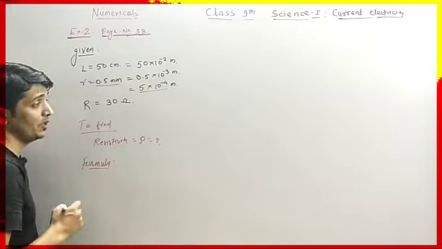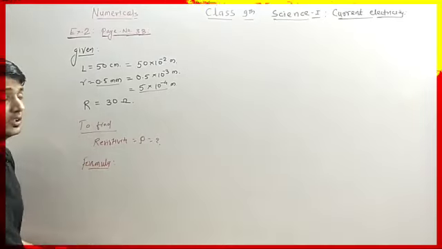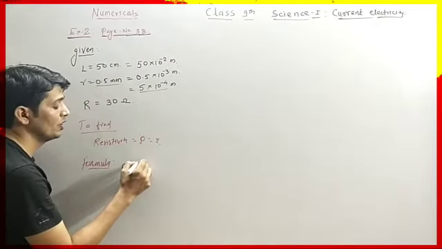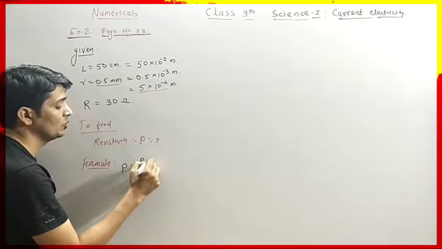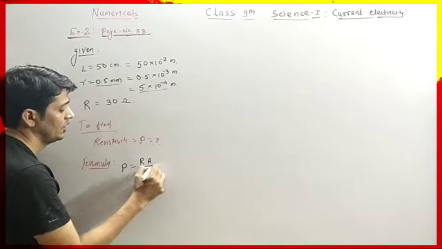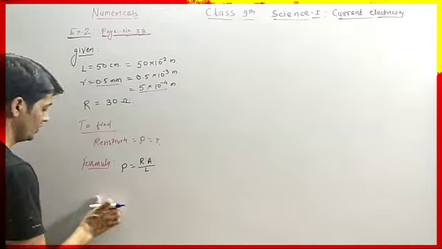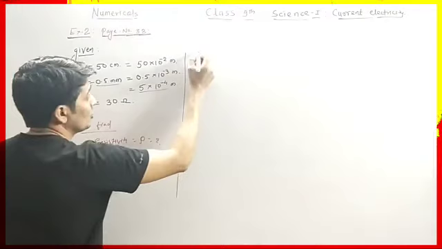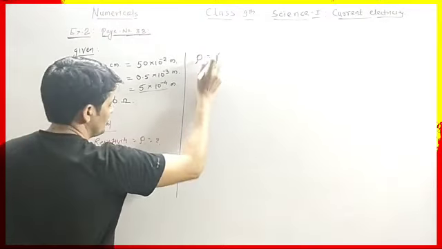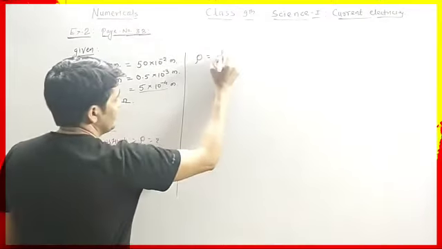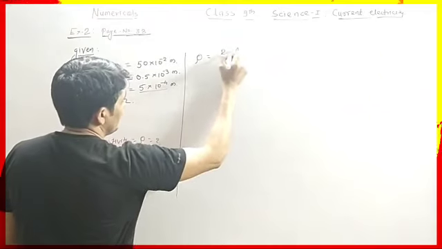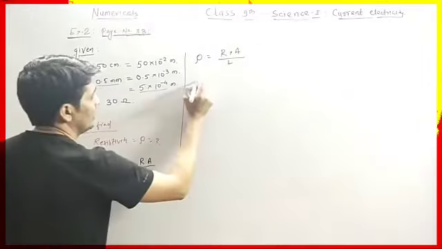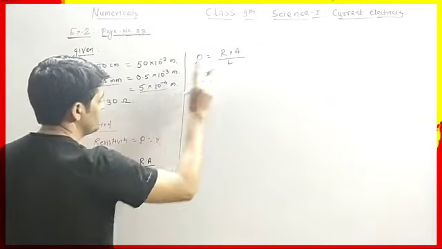So in the previous video we derived the formula for resistivity. The resistivity formula is rho equals resistance into area of cross section divided by length. Now we are going to solve the problem. So rho equals what? R is the resistance, A is the area of cross section, divided by L, the length.